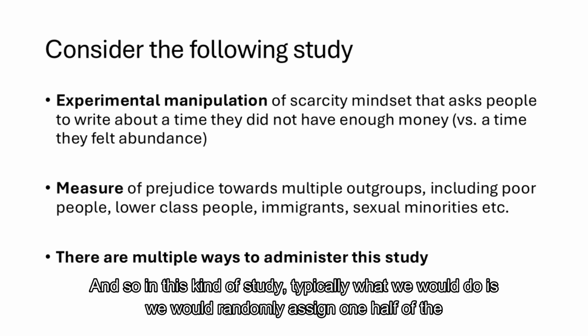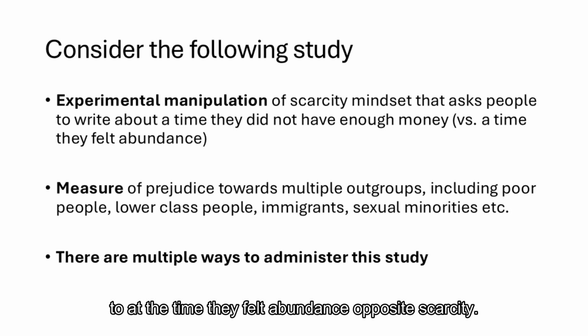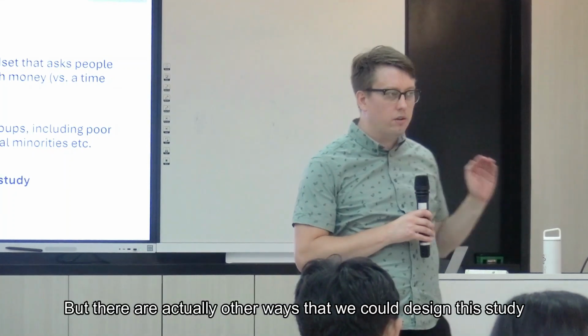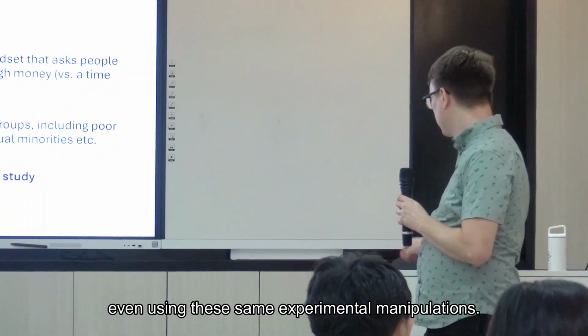In this kind of study, typically what we would do is randomly assign one half of the participants to the scarcity mindset, and one half of the participants to, well, in this time they felt abundance, so the opposite of scarcity. But there are actually other ways that we could design this study, even using these same experimental manipulations.